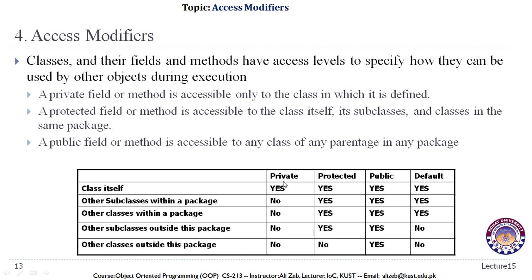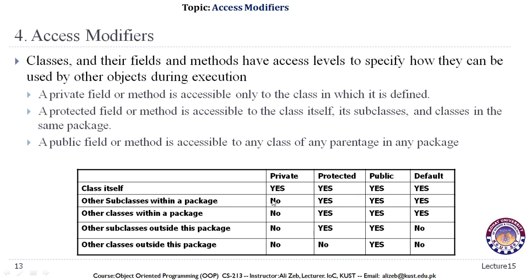If you look at this table, if we declare a field or a method as private, it is accessible to the class itself. If we declare it as protected, of course it is accessible to the class. The public is accessible to the class, and the default is accessible to the class. A default would be if we do not use any access modifier with the field or the method.